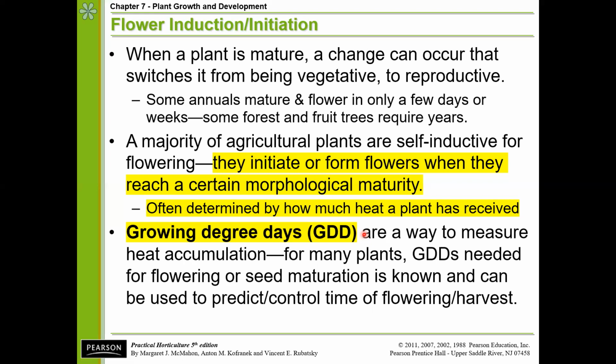We can use that measure of growing degree days to try to figure out when certain plants will flower and be ready to actually set fruit and sell. They use growing degree days a lot in the agronomic crops like corn and soy. So you can actually find the growing degree days on a lot of the weather service websites. You might have to dig a little bit, but they usually have them recorded.